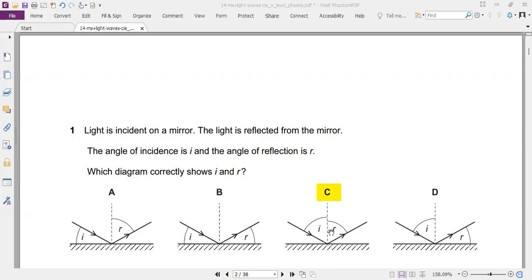The angle of incidence is this. It is the angle that the incident ray makes with the normal. Normal is an imaginary line perpendicular to the mirror where the reflection is taking place. And R is the angle the reflected ray makes with the normal.